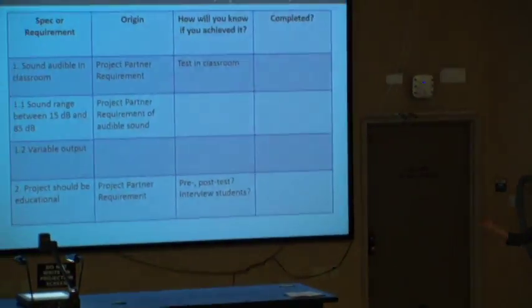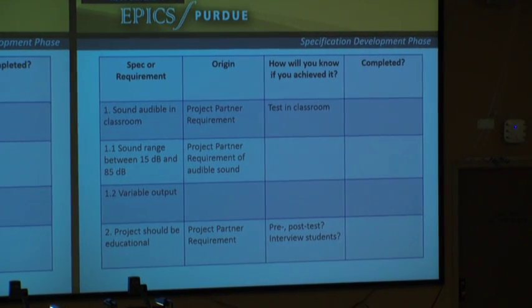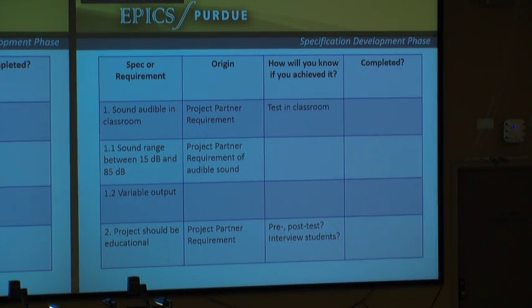So for example, if I wanted to look at if a sound is audible in the classroom, that would be my general requirement. But then I would need to go and see where does the dB range need to actually be? And where did that come from? That came from our project partner. So these are things that you would be able to do.